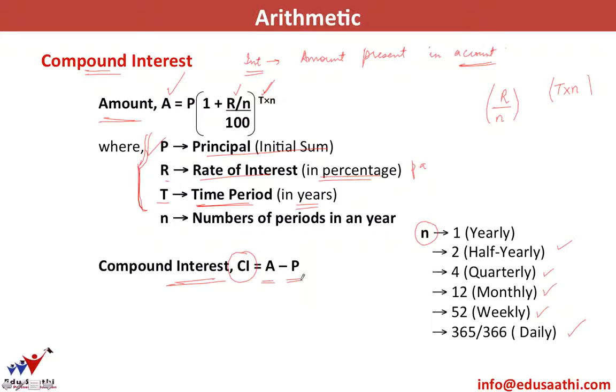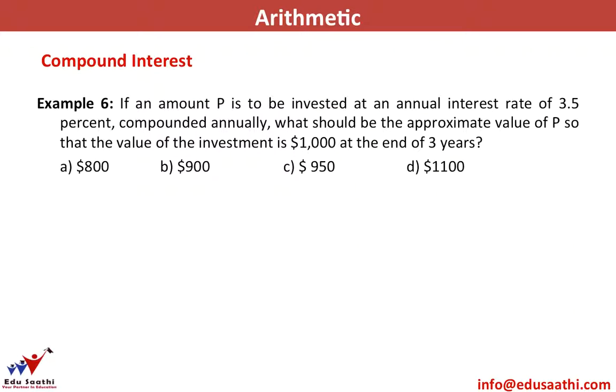However, the questions can be done even without the use of the formula. So if the question is simple enough, I would recommend not to use the formula and get the answer manually. Let's look at a question related to compound interest. If an amount P is to be invested at an annual interest rate of 3.5%, compounded annually, what should be the approximate value of P so that the value of investment is 1,000 at the end of 3 years?